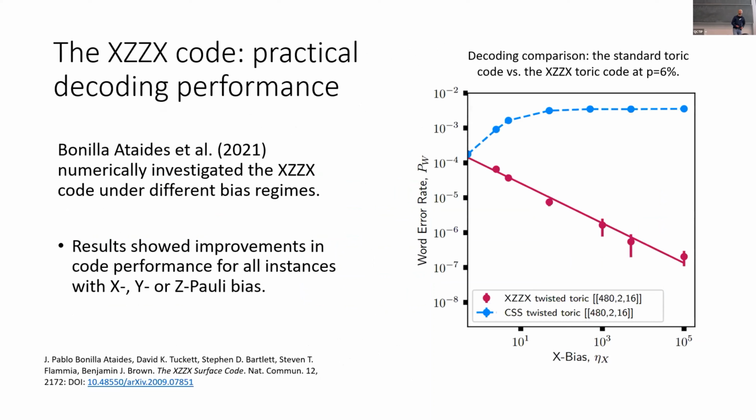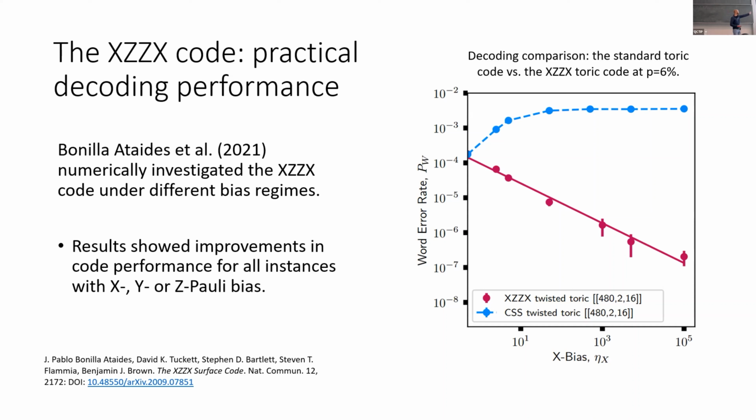Okay, so Bonilla et al. were the first to study this code numerically, and what they found was that the XZZX code actually outperforms the standard surface code for all Pauli noise models where there's some sort of noise asymmetry. And to illustrate this point further, here's a plot from our paper where we compare a standard toric code against an XZZX version of the toric code for different bias.